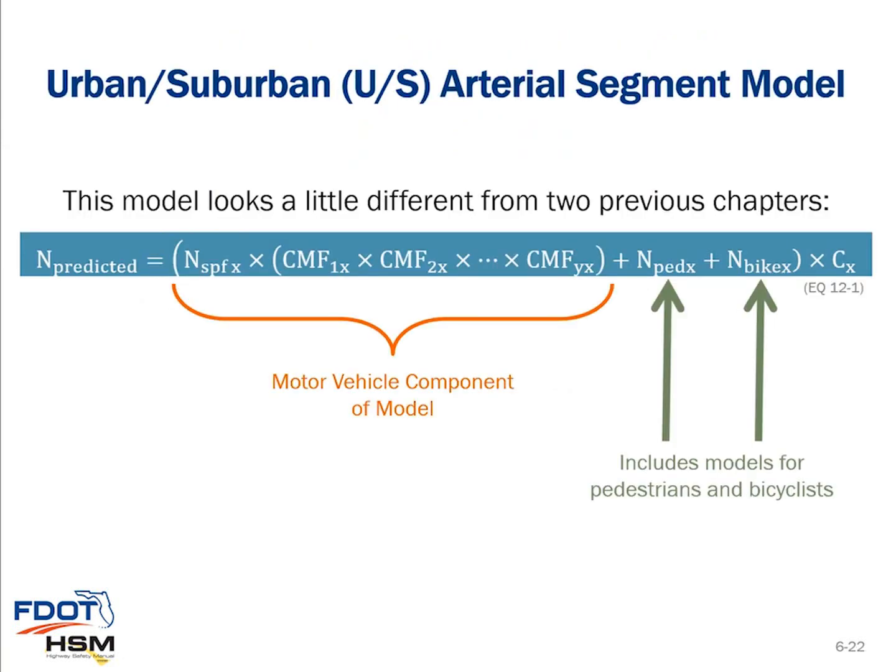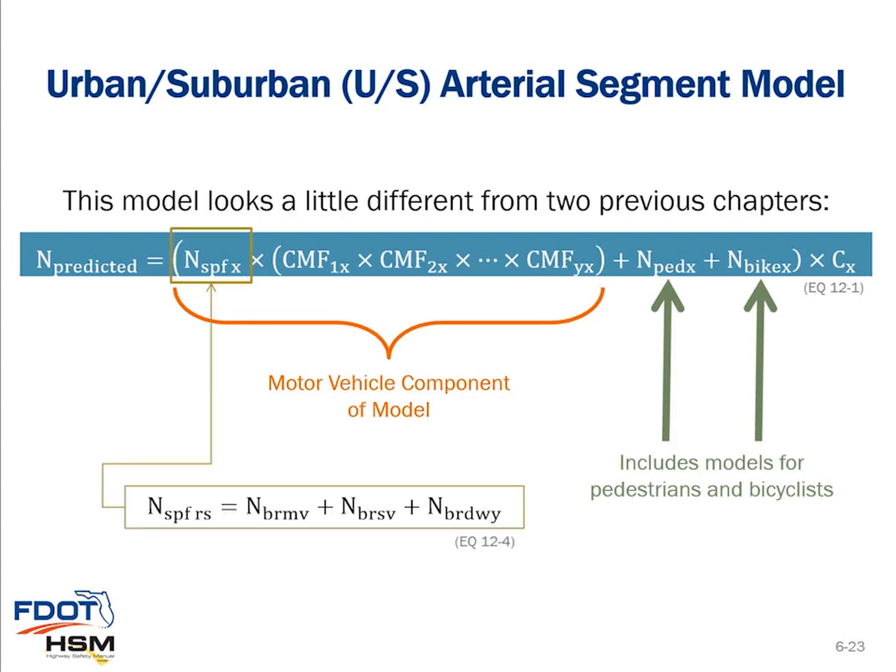And the model does look a little different. You can see here that what we have is a motor vehicle component, which is the SPF times crash modification factors for those particular SPFs, and then models for pedestrians and bicyclists. As we further break this down on the next slide, we start to see that the SPF for the motor vehicle component has the 3 different components I just spoke about. These are multiple vehicle crashes, single vehicle crashes, and multiple vehicle driveway crashes, shown there in the subset below.